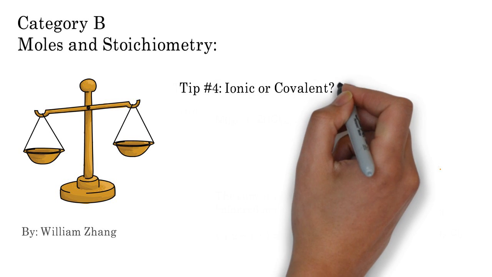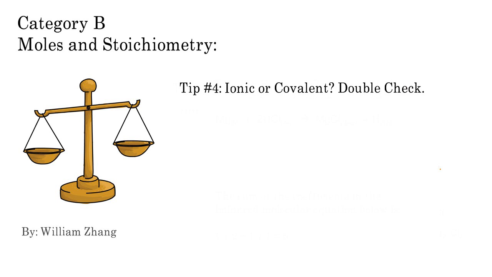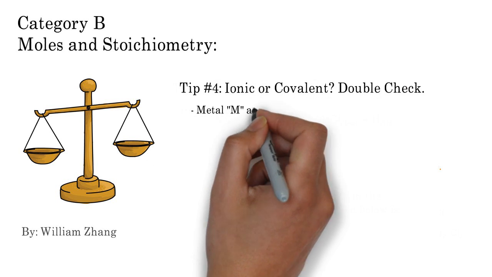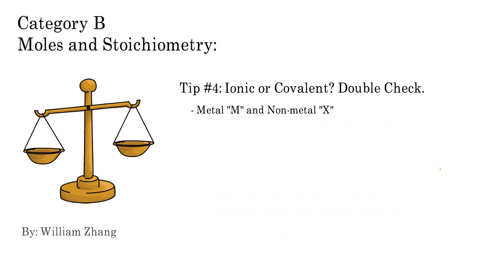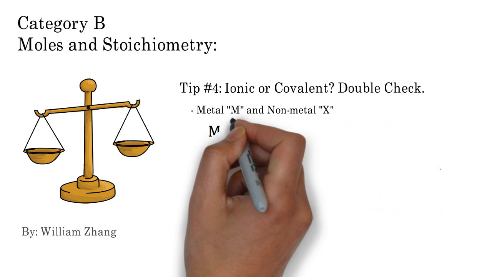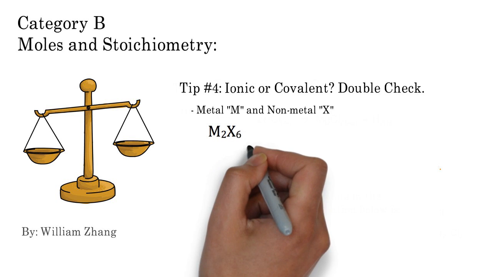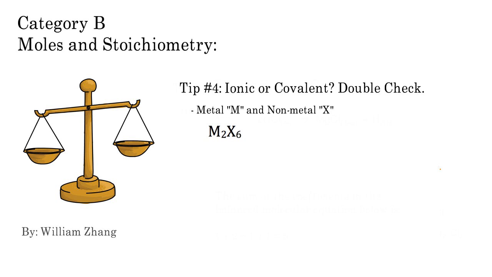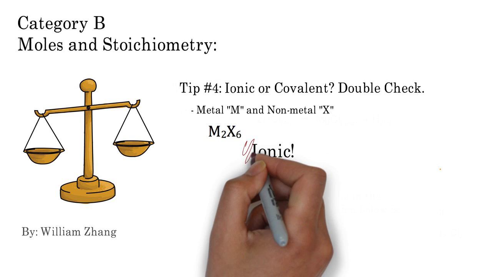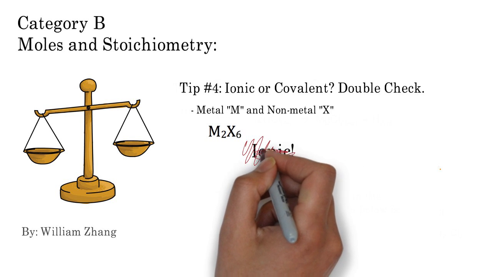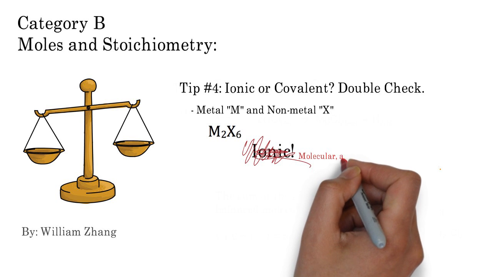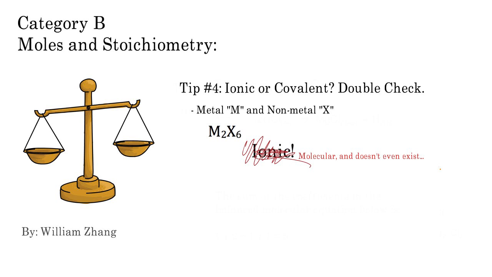Tip number 4. Ionic or covalent? Double check. So let's say we have metal X and non-metal O, and that they form X2O6. So normally we would think that this is ionic, right? Because it's metal and non-metal and it seems ionic. But that's wrong. Actually, it's molecular and it doesn't even exist.